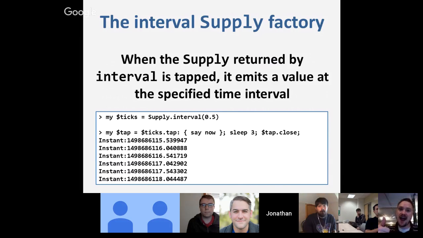Now, when I have an interval, what it actually does is schedule a timer to fire on the thread pool every, in this case, 0.5 seconds. And that means that if I sleep, then that is just going to fire in the background until I close the tap, and then it'll stop firing. And you can see that we have an event there roughly every 0.5 seconds.